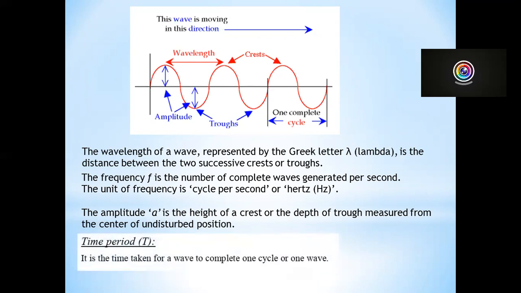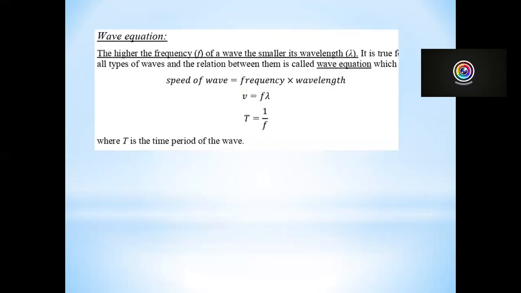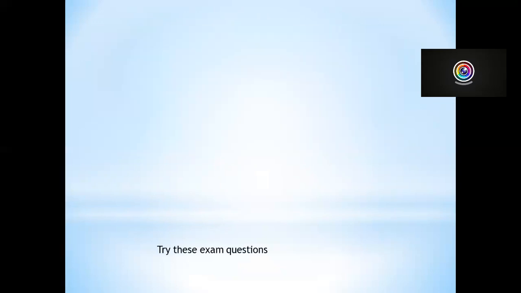And the time period T is the time taken for a wave to complete one cycle or one wave. Therefore, the wave equation can be simply written as the speed of the wave equals frequency times wavelength, where T is the time period of the wave. Now, try these exam questions.